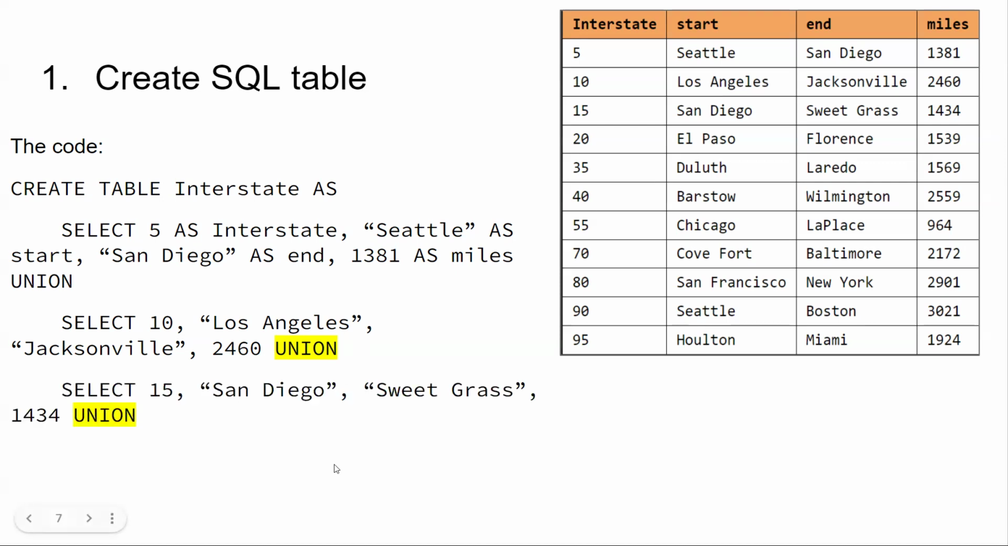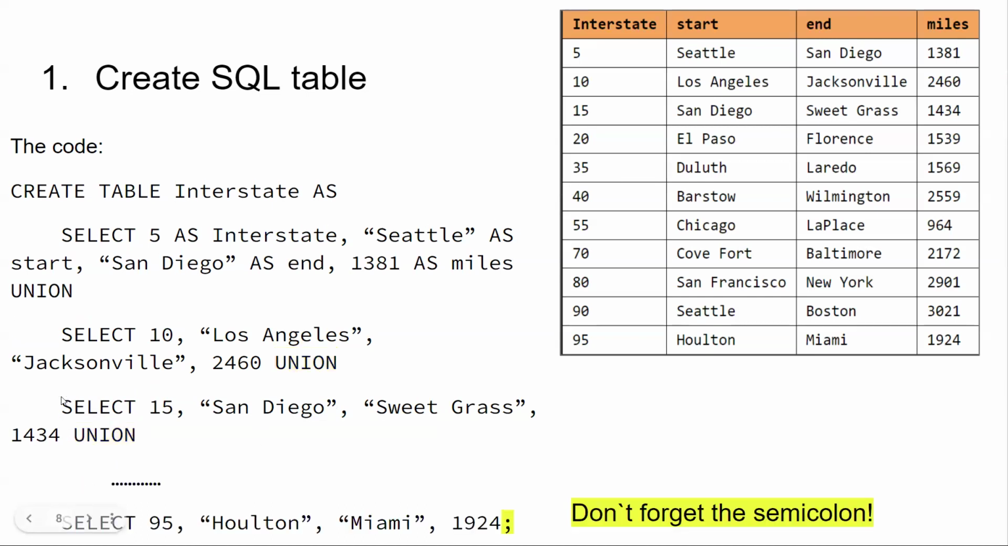The third one, select 15, San Diego, Sweetgrass, 41434 union. And we have to combine all this together, 5, 10, 15, 20, a lot. And then you end at 95. Select 95, Fullerton, Miami, 1924. And you have to use a semicolon to end that, because 95 is the very last piece of data of this table. So we just end with a semicolon.